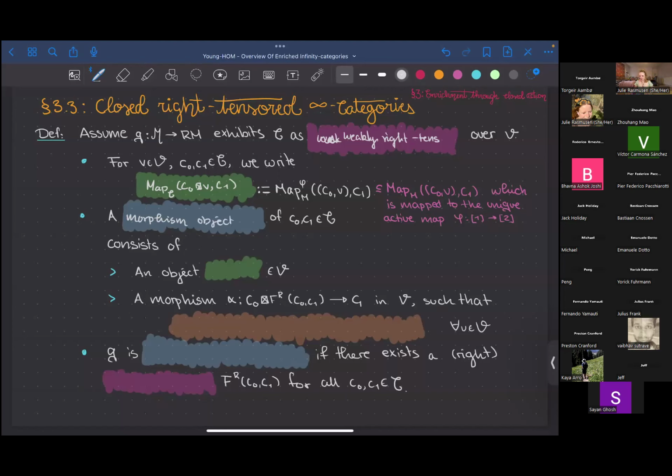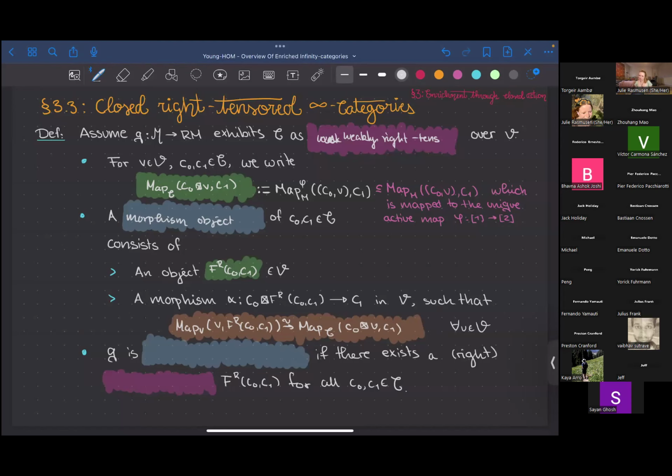of two objects in C consists of, first of all, an object, which we'll denote by F_R(C_0, C_1) in V, and a morphism that goes from C_0 ⊠ F_R(C_0, C_1) into C_1, such that when we're composing with that, we get an equivalence between maps in V from a little object B into the morphism object, and then maps from C_0 ⊠ B into C_1. We want this to be an equivalence for all B.